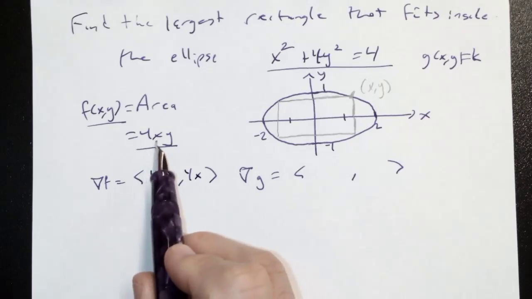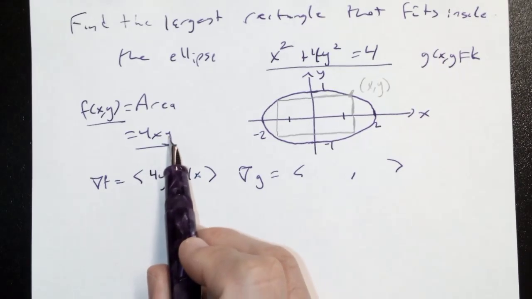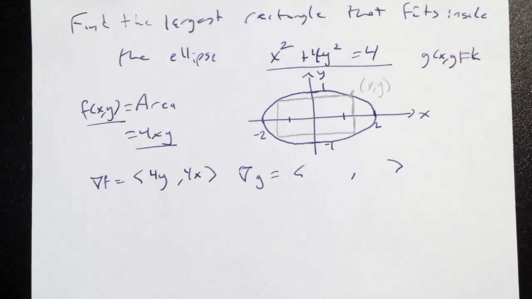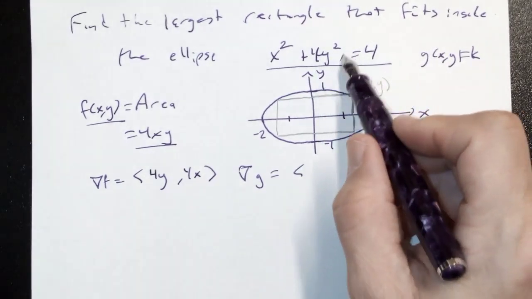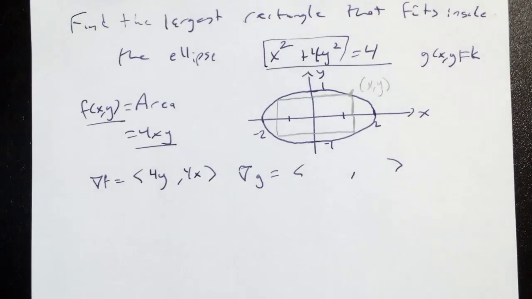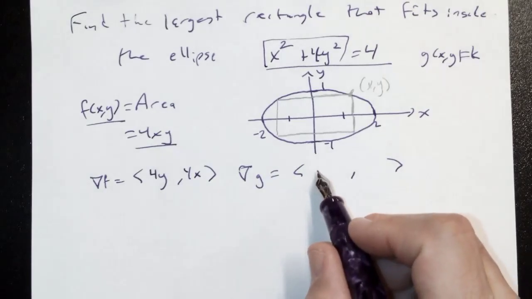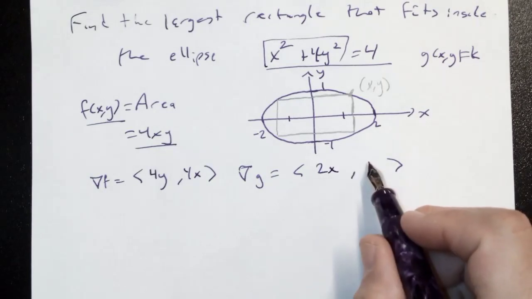Partial with respect to x turns this x into a 1. 4 and y stay their constants. Partial with respect to y turns this y into a 1. 4 and x stay their constants. With g, I'm just looking at this part, not the equals 4. Partial of g with respect to x, and partial with respect to y.